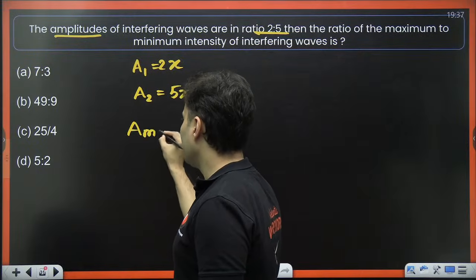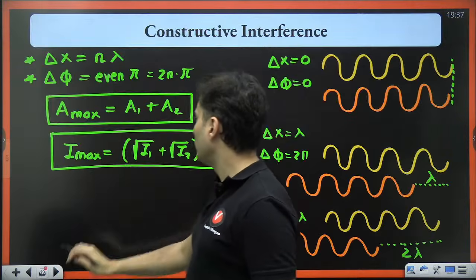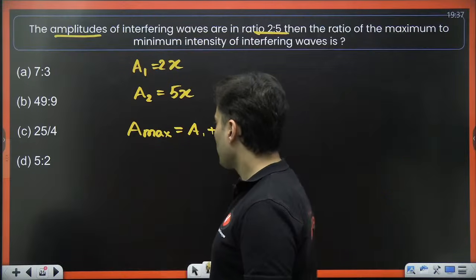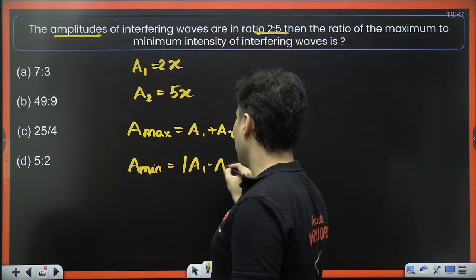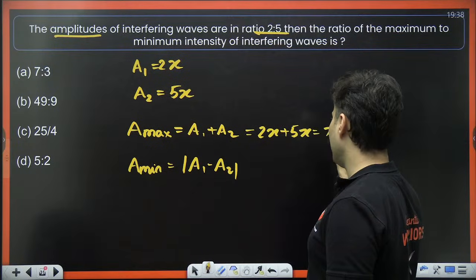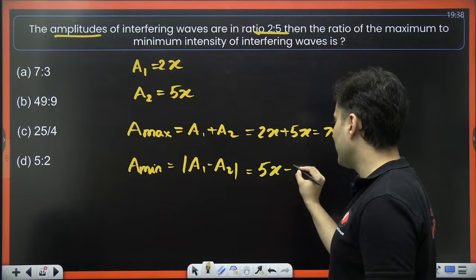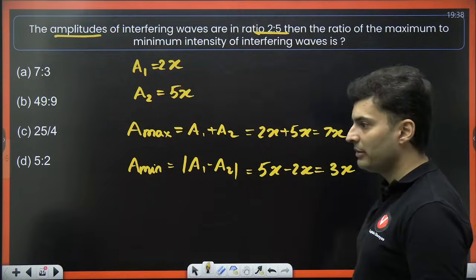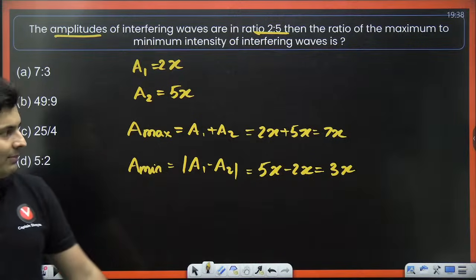From this, I can find the maximum amplitude, which is just A1 plus A2. I just told that to you over here. And the minimum is the modulus of A1 minus A2. So it will be nothing but 2x plus 5x, which is 7x. And the minimum will be big minus small, so 5x minus 2x, which is nothing but 3x. Everybody with me? So we found the maximum amplitude as well as the minimum amplitude, 7 by 3.